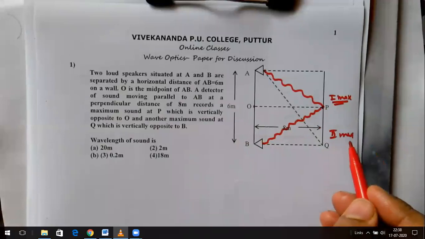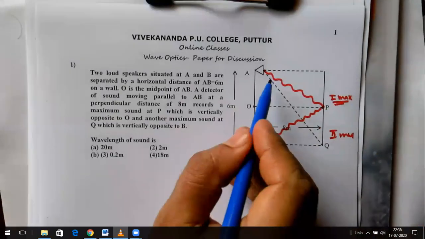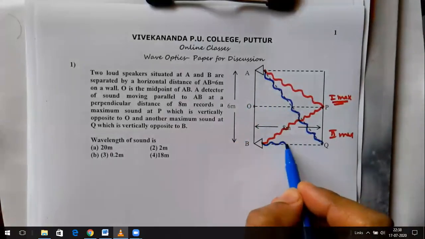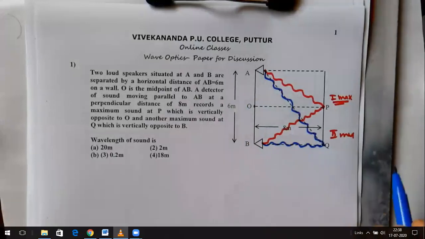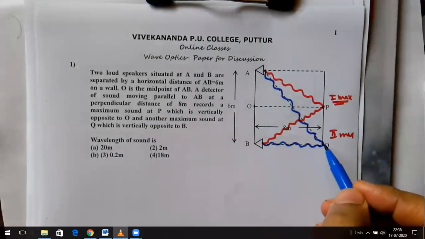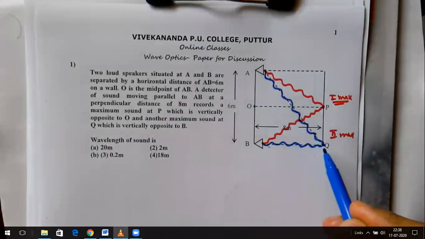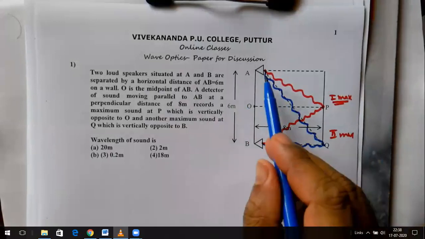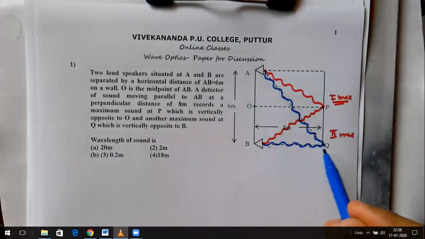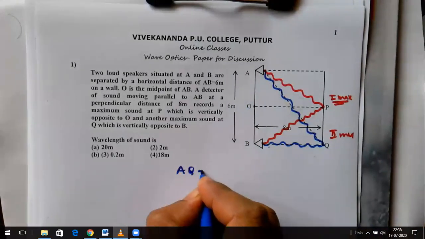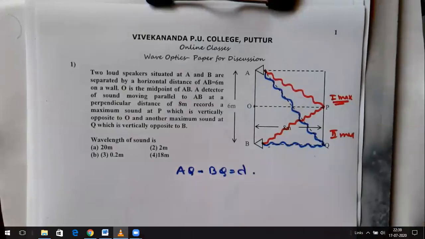Now, what happens by the time they meet at Q? They say that there is a second maximum sound, and this is possible when the sound traveling from A by the time it reaches Q, and the sound traveling from B by the time it reaches Q, again the crest should fall on the crest. And that is possible when the path difference between these two waves is 1 lambda. So the distance AQ and the distance BQ, that difference should be 1 lambda. Then only it is possible to have a maximum here. So AQ minus BQ must be equal to 1 lambda.